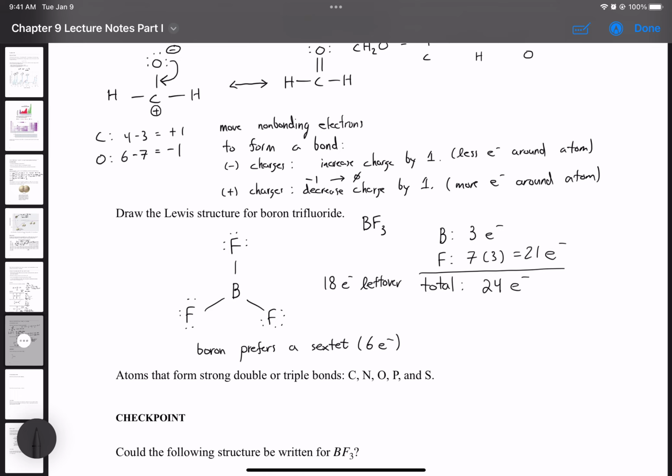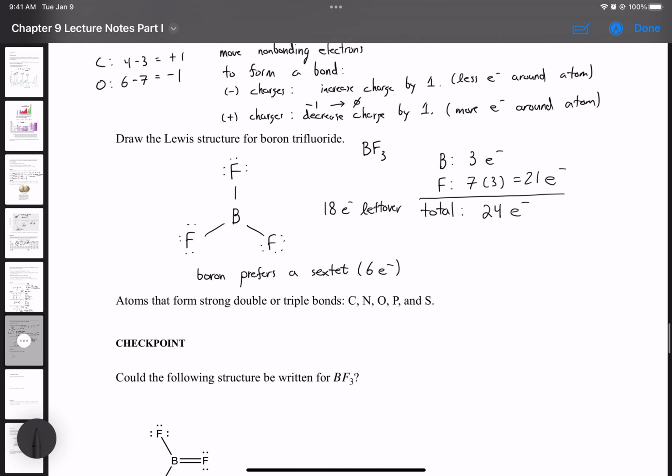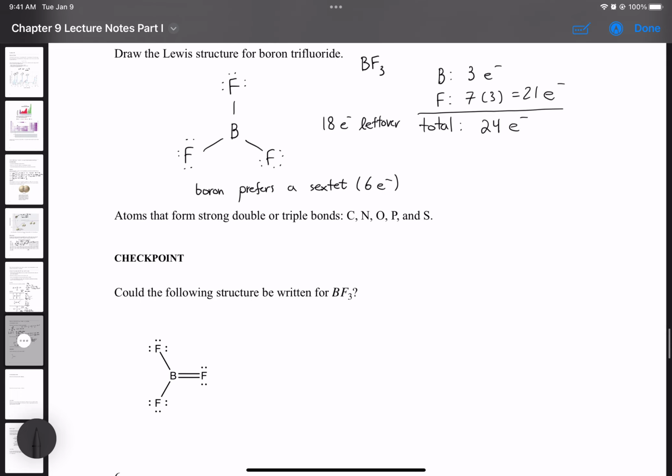So we can say that atoms that form strong double or triple bonds are these elements only: carbon, nitrogen, oxygen, phosphorus, and then sulfur. So we'll encounter some cases where chlorine may be able to form a double bond, but that's usually when chlorine is the central atom and not the terminal atom. Okay, so now let's kind of revisit this boron structure.